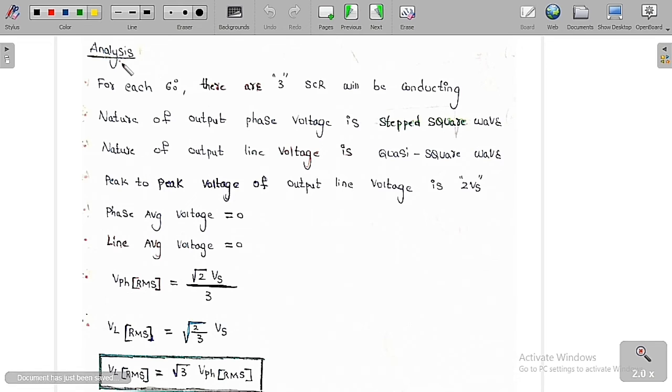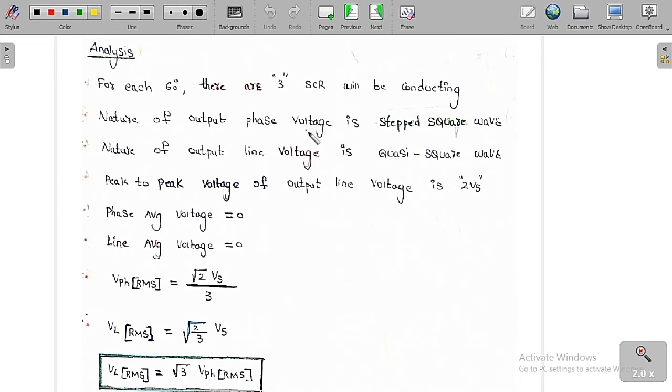Some more analysis that we are going to do for this 180-degree mode of operation, which is for each 60 degrees there are 3 SCRs connecting. I have already told you, for every 60 degrees there are 3 SCRs going to connect at a time.